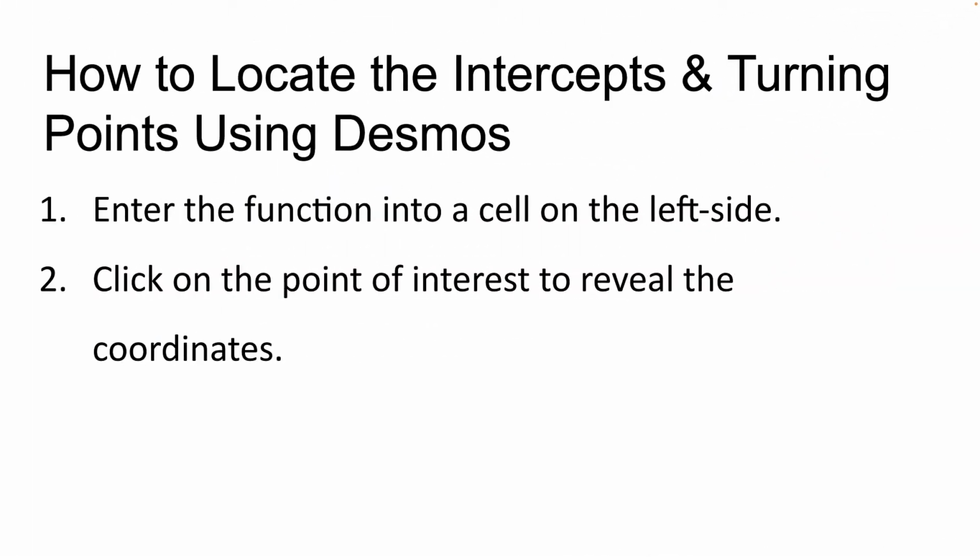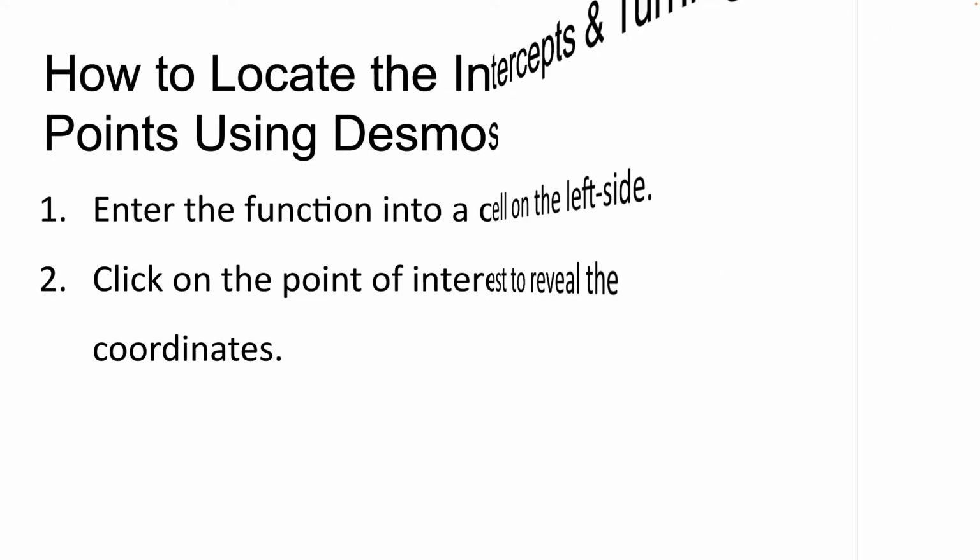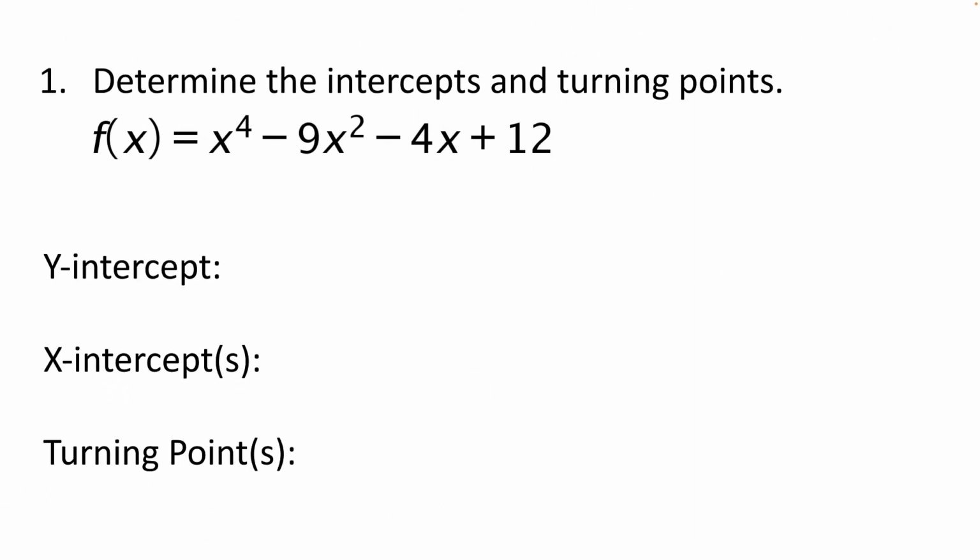Let's go over the steps on how to locate the intercepts and turning points using Desmos, and then we'll look at a few examples. We need to enter the function into a cell on the left, and then we'll click on the points of interest to reveal the coordinates. Let's determine the intercepts and turning points for the function f(x) = x^4 - 9x^2 - 4x + 12. Let's go over to Desmos and enter this in.